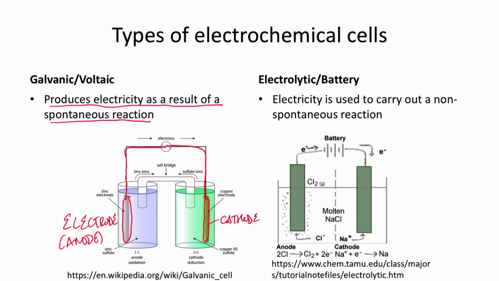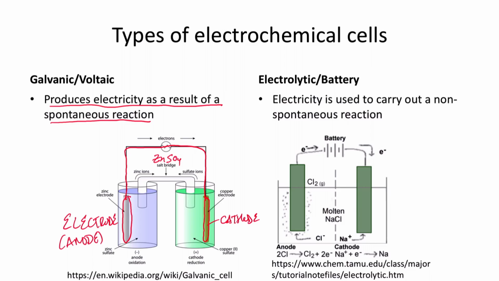The salt bridge in the middle keeps the charges the same. The salt bridge in this case might be made out of something like zinc sulfate and allows the ions to go back and forth, so that the total positive charge on one side and the total negative charge on the other side is balanced out.